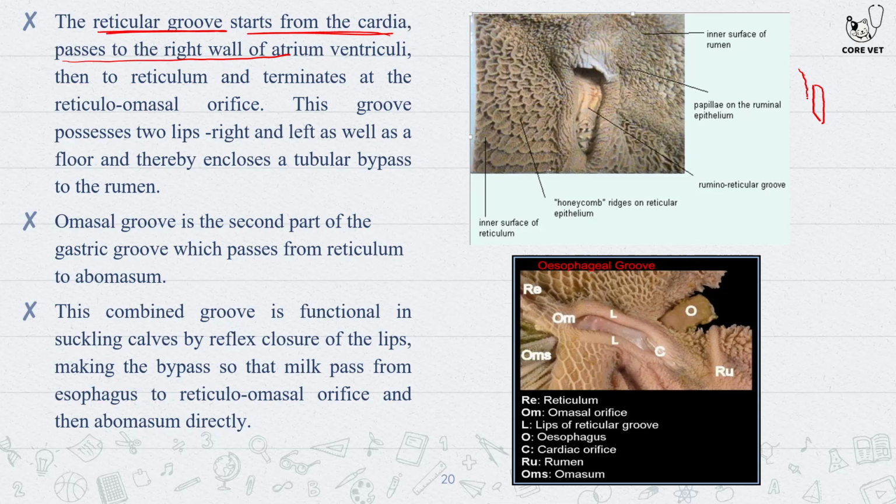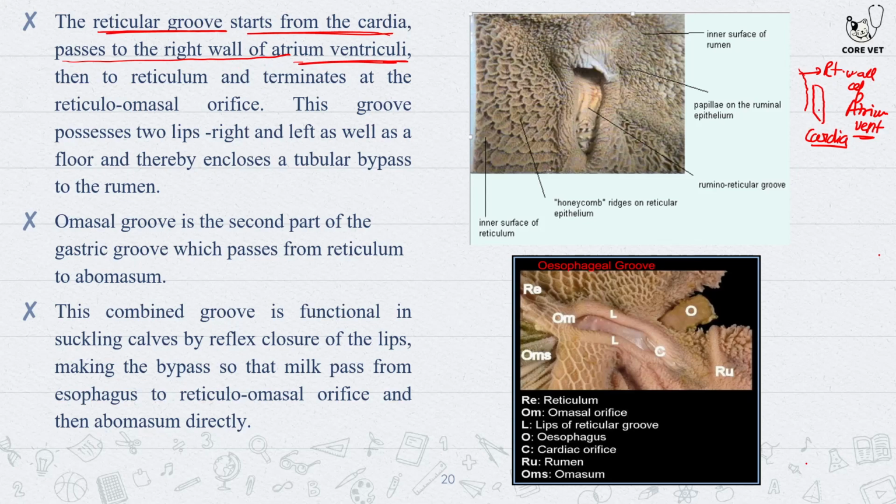If this is the right wall of the atrium ventriculi, right? It is the right wall of the atrium ventriculi. So the reticular groove starts from the cardia. The starting is from the cardia region, and it passes down to the right wall of the atrium ventriculi.